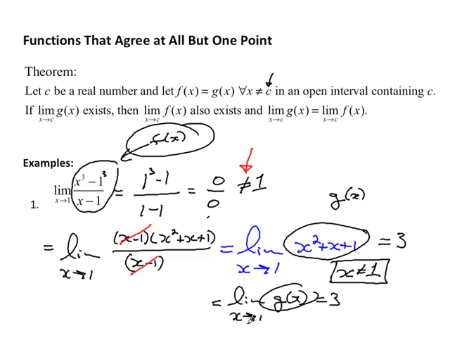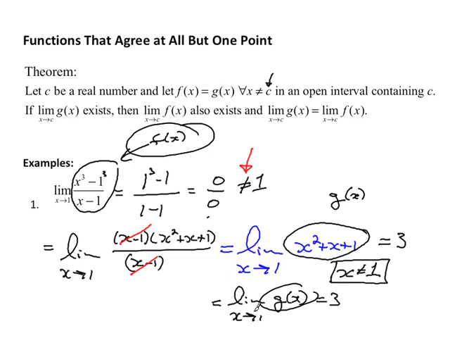g of x and f of x are sometimes referred to as equivalent functions. They are equal everywhere. If you create a graph of f of x and then overlay g of x, you won't notice the difference. You won't be able to tell that there are two different functions there.